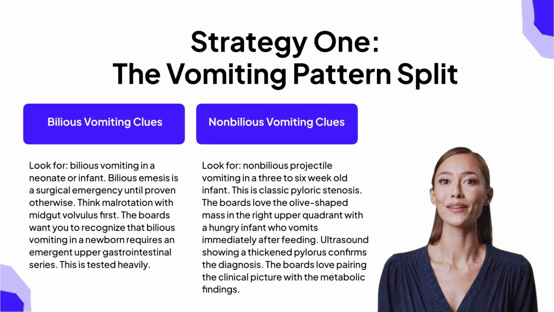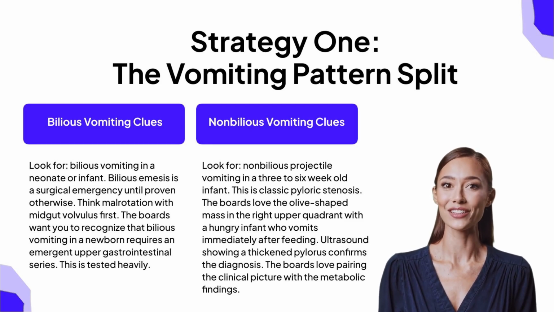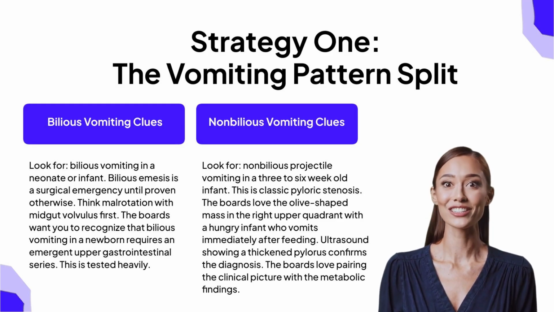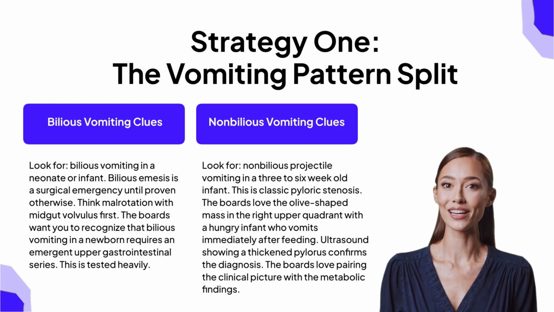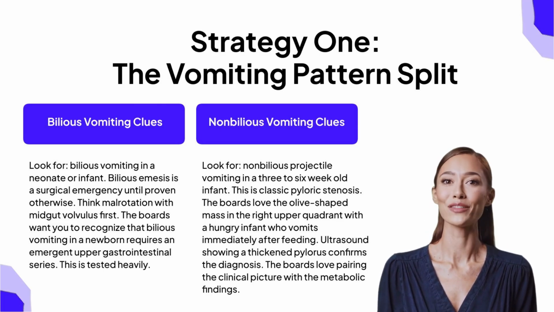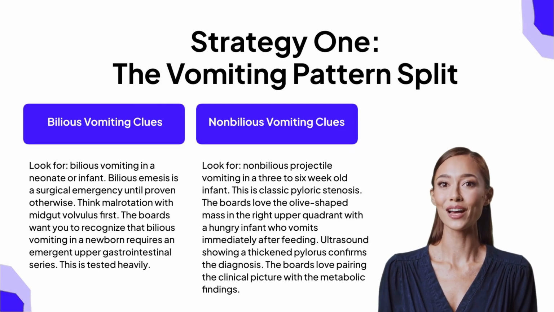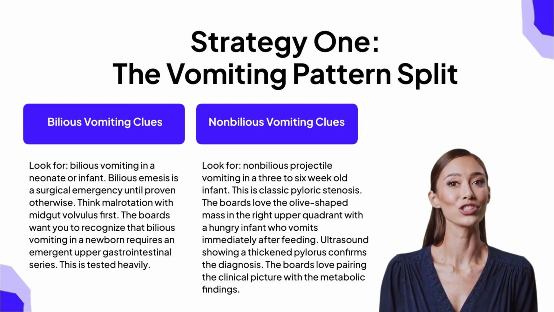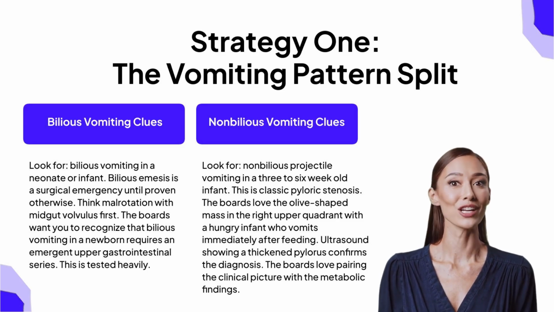On the other hand, non-bilious projectile vomiting in a 3 to 6 week old infant is the classic presentation of pyloric stenosis. Look for the hungry baby who vomits right after feeding and wants to eat again. The boards love describing an olive-shaped mass in the right upper quadrant. The metabolic derangement is hypokalemic metabolic alkalosis from losing stomach acid. An ultrasound showing a thickened pylorus confirms the diagnosis.